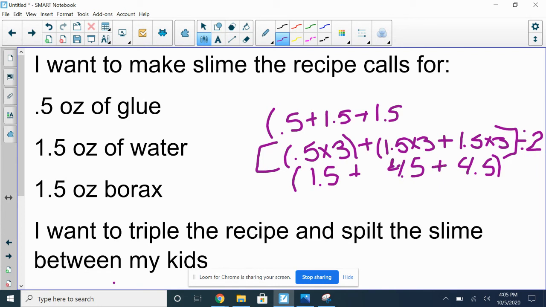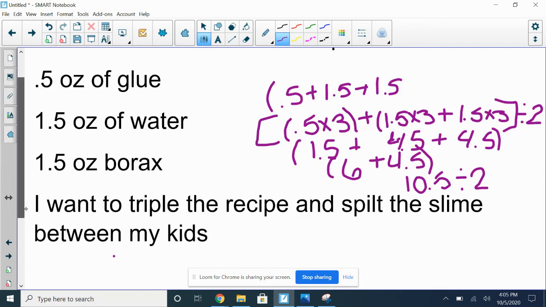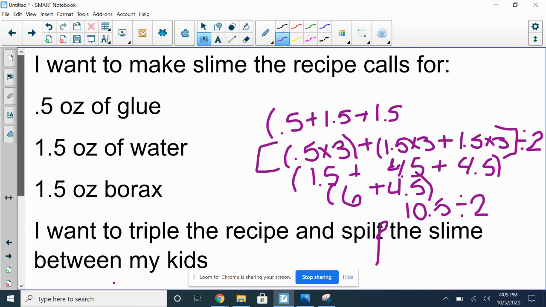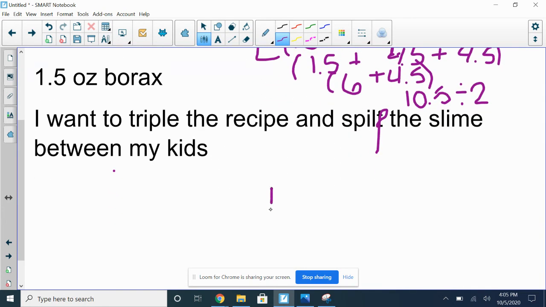So 1.5 and 4.5, let's go left to right. 1.5 and 4.5 are going to give me 6. 6 plus 4.5 is going to give me 10.5. My last step was to divide that by 2 to know how much slime each child was going to get. So my 10.5 ounces of slime that we've made, divided by 2.